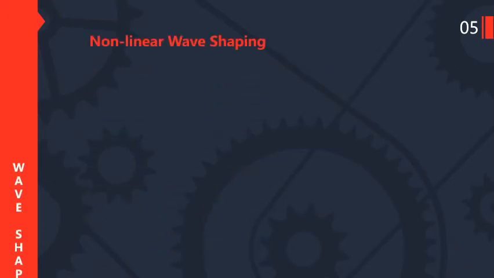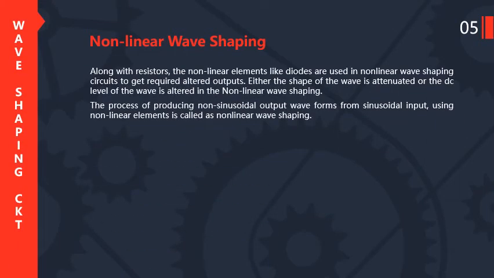So this is all about the linear wave shaping circuits. Now the next is non-linear wave shaping circuits. Along with resistors, the non-linear elements like the diode are used in non-linear wave shaping circuits to get a required altered output.